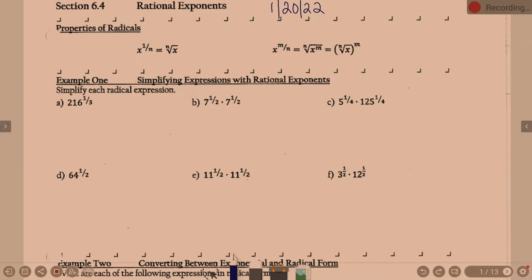Okay, starting into lesson 6.4. 6.4 is about rational exponents. Okay, big pop quiz here. Do you remember the word rational? What does rational mean?